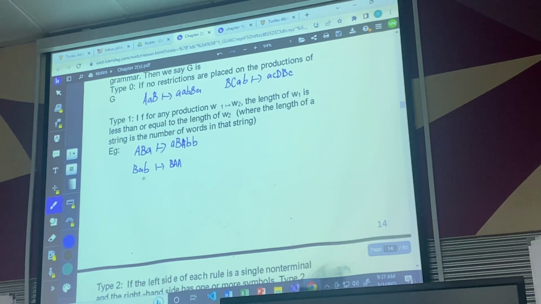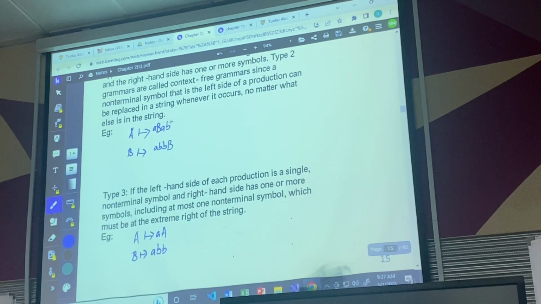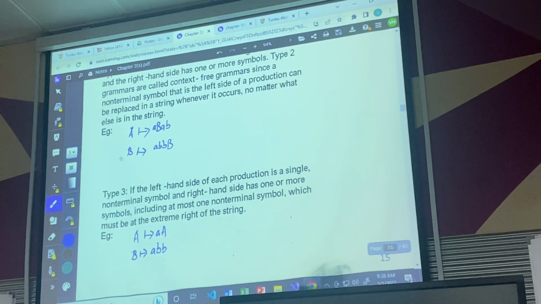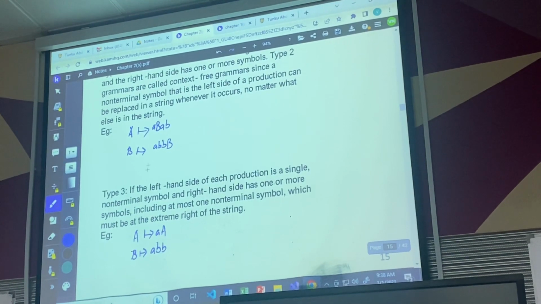Type 0, no restriction. So if this is type 1, I can say this is also type 0, right? The relation that we can see here is type 0 is actually a superset of type 1, type 1 is a superset of type 2, and type 2 is a superset of type 3. Because when I say this is type 3, it means I can say it is type 2, type 1, and type 0 also. But if I say this is type 2, it is not necessarily type 3.